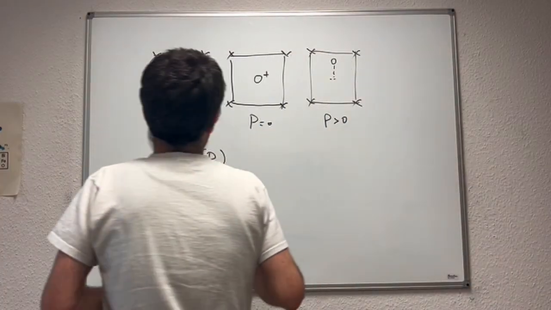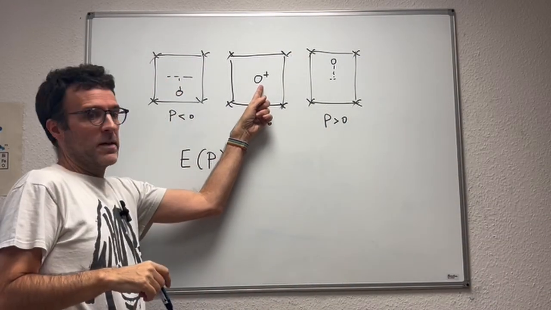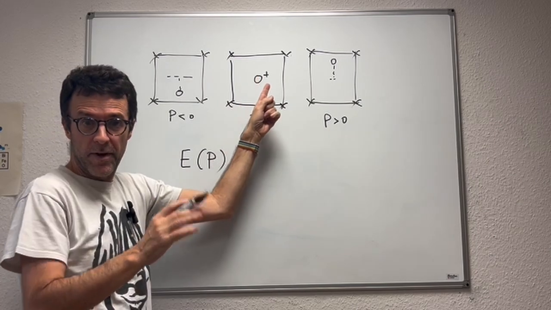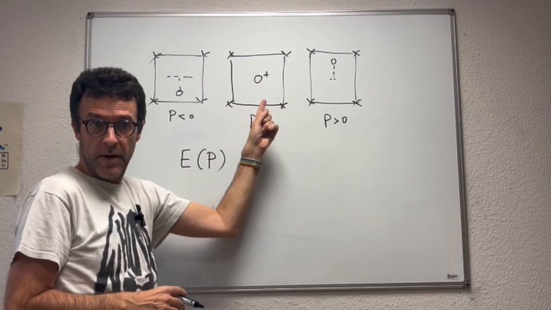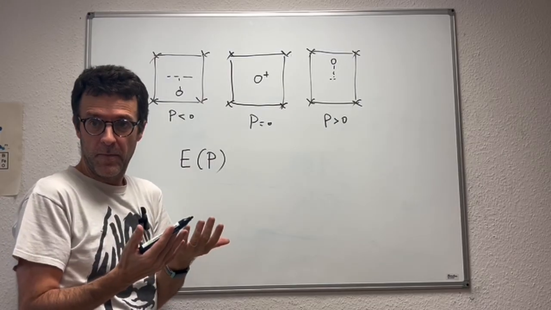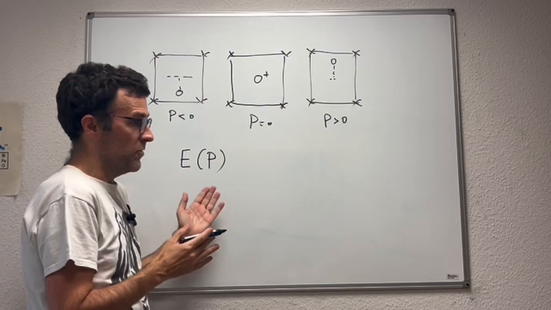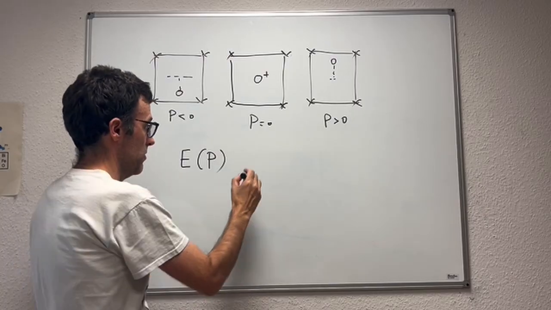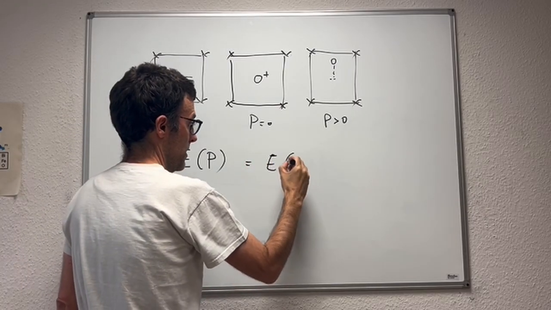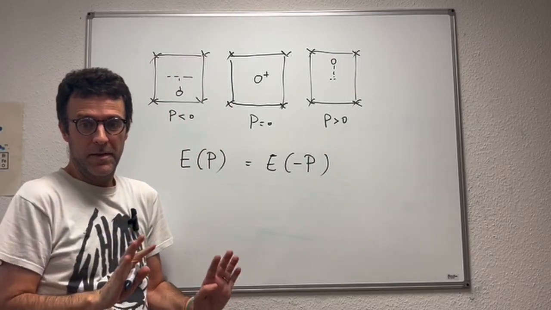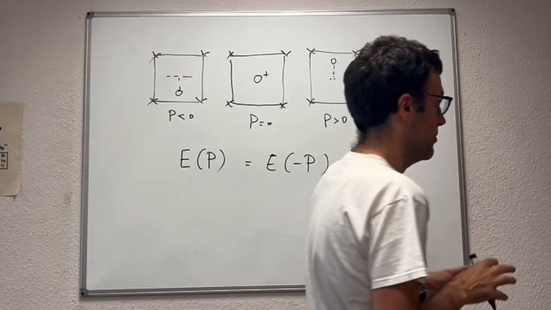More generally, if we imagine that we start from the state in the middle and that we move the atom up by an arbitrary quantity versus moving it down by an arbitrary quantity, we want these two energies to be related, right? So essentially we want the energy to be even as a function of the polarization. So E of P should be equal to E of minus P. This is very, very intuitive, right?